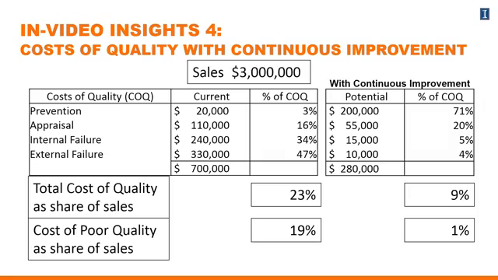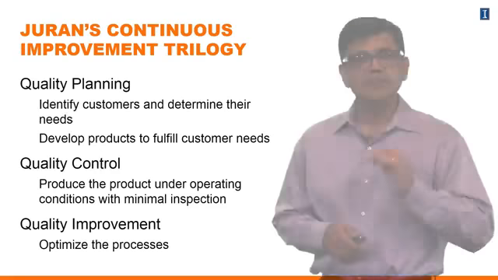So in terms of total cost of quality as share of sales, the 280,000 works out as 9% of 3 million. And then the cost of poor quality works out at approximately 1% of the total sales. So what you can see here is the impact that continuous improvement can have in terms of costs of quality. So this is a perspective.